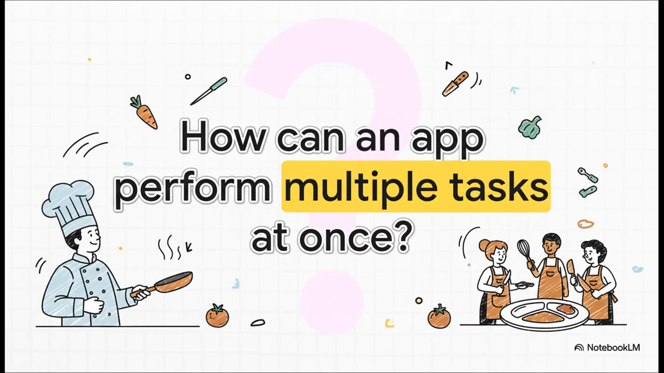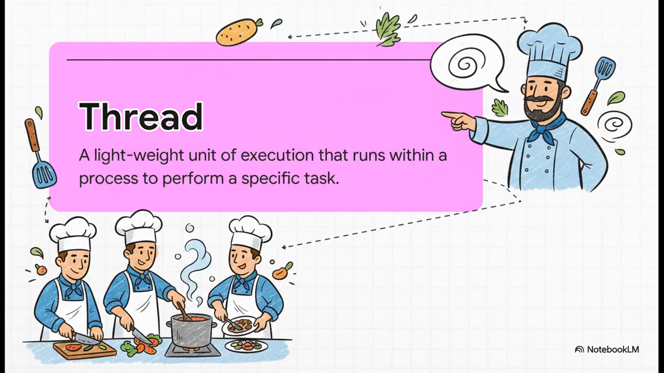Seriously, just imagine it. One chef trying to grill the meat, whip up the sauce, perfectly plate the vegetables, and create some fancy garnish all at the same time. It would be painfully slow. It's not going to work. There has to be a better way. And that better way is a thread.